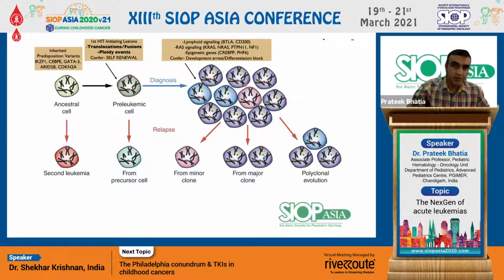So basically, this is a two-hit developmental model wherein the first hit is usually an initiating lesion, and we all know these initiating lesions are either translocations, fusions, or ploidy events, and these confer the hematopoietic stem cell a self-renewal property. But this isn't sufficient to give rise to a leukemic clone and requires a second hit, which are termed the propagating lesions, also called cooperating events.